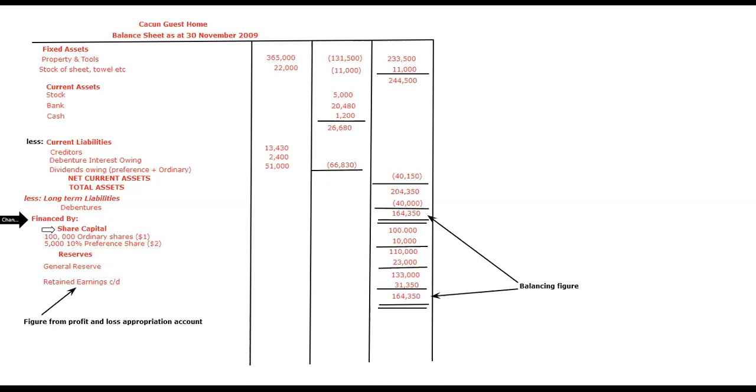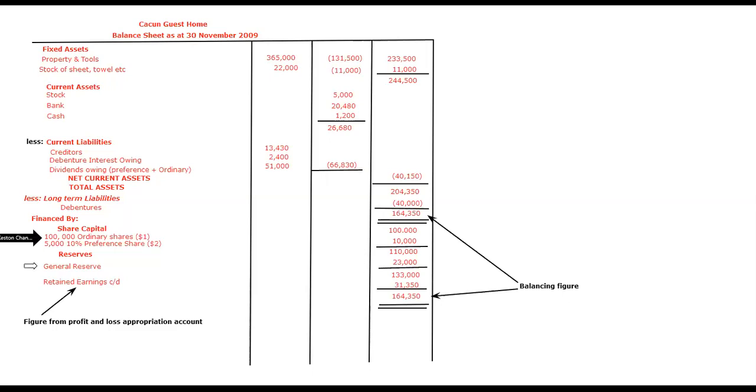There's the share capital, which usually includes ordinary and preference shares. And there's also the reserves, which include a general reserve. And then there's the retained earnings. And I have a little caption here. This figure was calculated from the profit and loss appropriation account. So that's the balancing or the end figure for our appropriation account, which is now used in the balance sheet. Share capital, we would have calculated that. I just spoke about that a little bit looking at the question.